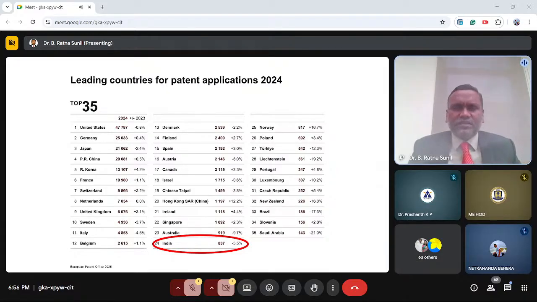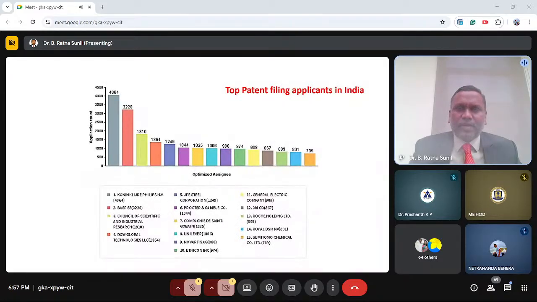And if you compare last year's statistics for the top 35 countries globally, how many patents they are filing, you can compare. This is especially from European statistics. So India is in the top 35. That is a good thing to see.